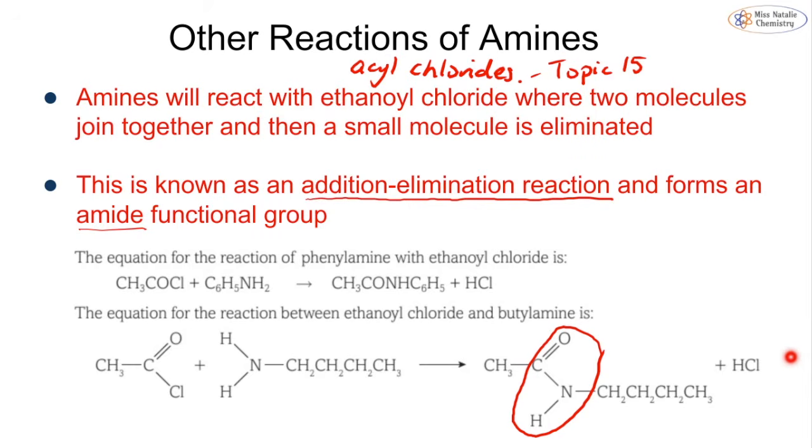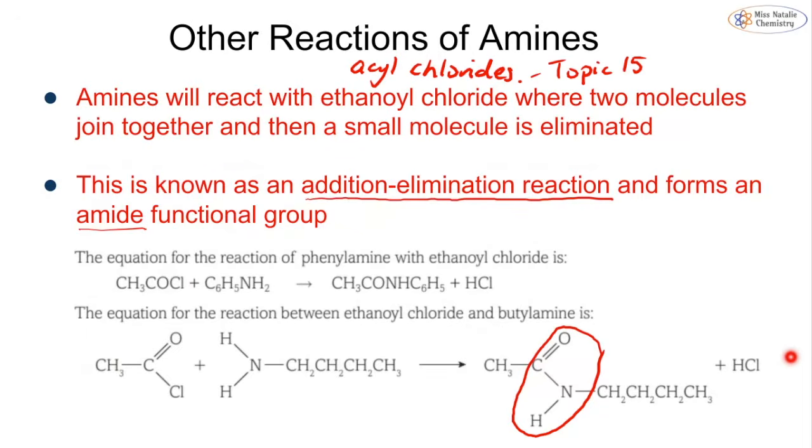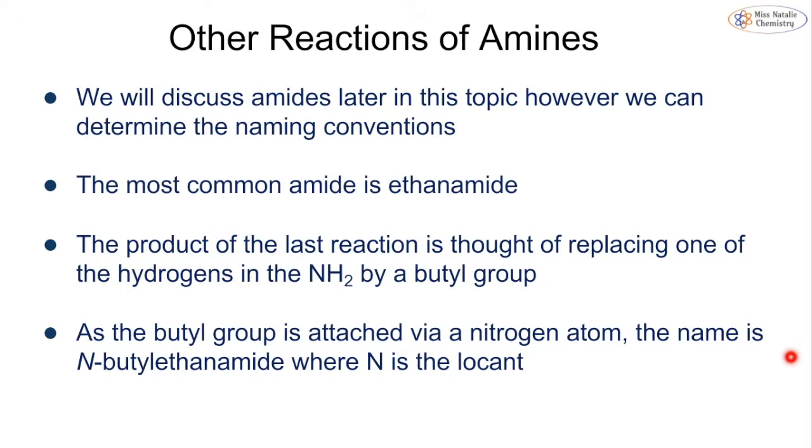Now we're going to talk a little bit about amides later on in another video, so I'm not going to go into too much detail, just to make you aware that the most common amide is ethanamide. And basically what we're doing is we are replacing one of the hydrogens on the NH2 group with a butyl group. You can see here that rather than us having a hydrogen here, we're removing that and we're replacing it with this butyl group. But we'll talk more about amides later on.